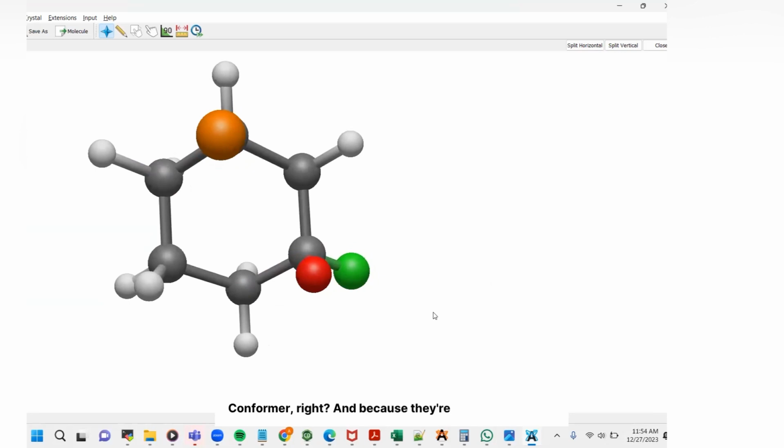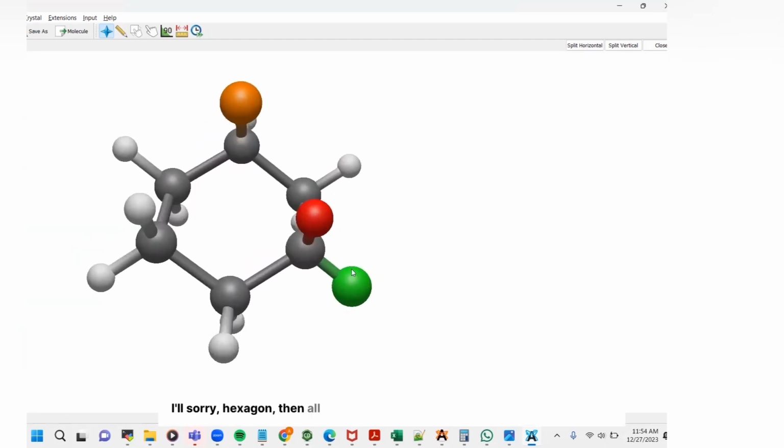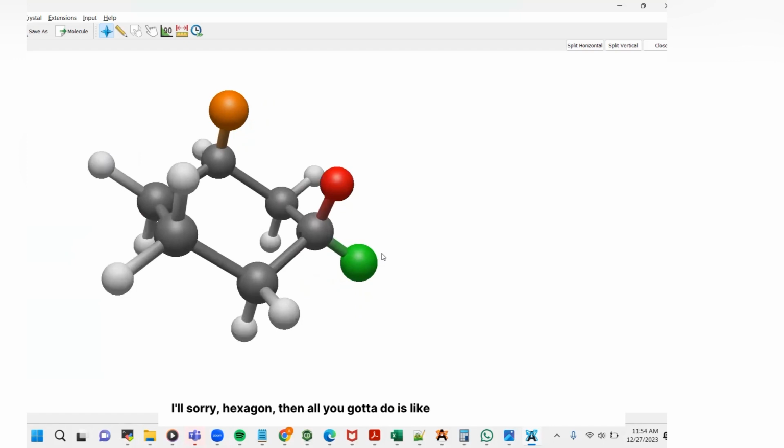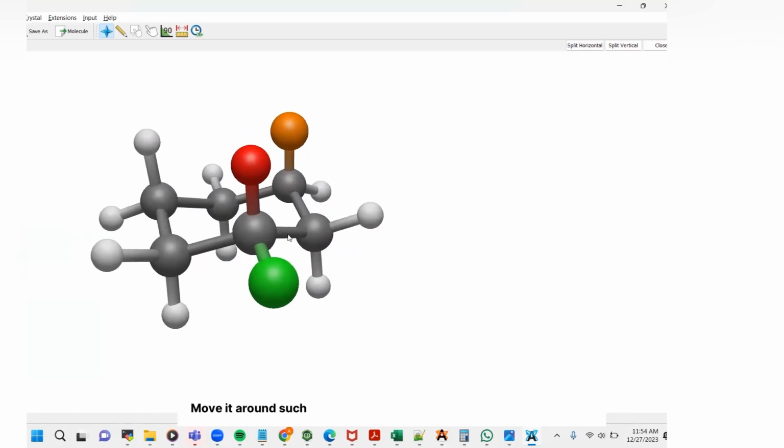And because they're conformers, we can convert from one to another without actually breaking the bond. So let's think about visually how you can do that. If this is your hexagon, then all you've got to do is move it around such that now this hexagon looks like a chair conformer.